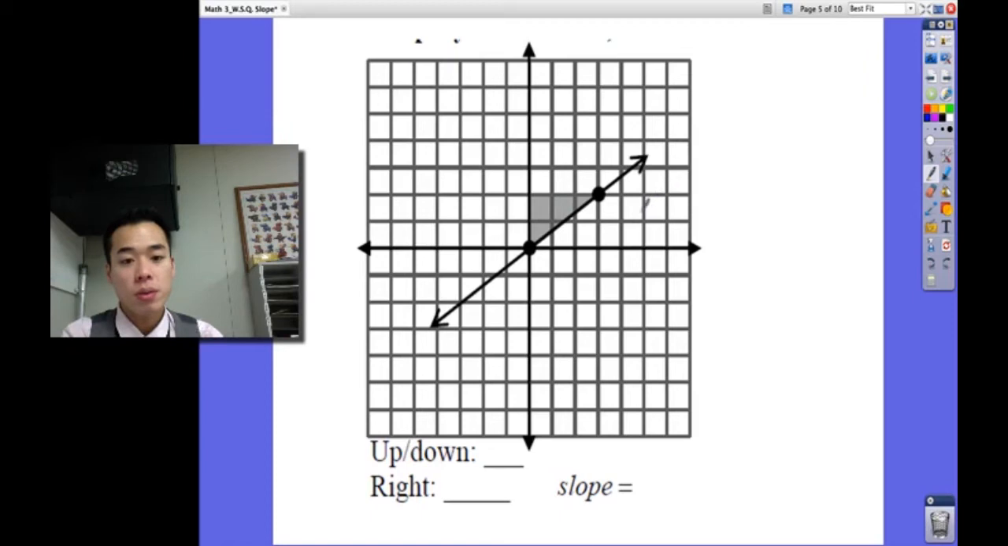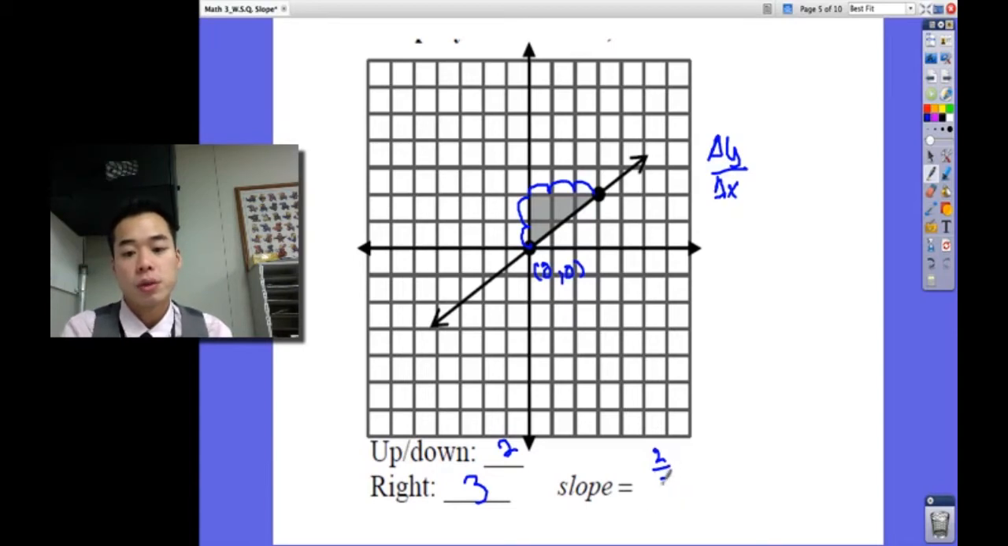To find the slope for this one, I know right here that that is the origin. That is 0, 0. So to find the slope, I'm going to go up 1, 2. So I'm going to go up 2. And then I'm going to go to the right, 1, 2, 3. And remember that slope is defined as the change in y over the change in x. So my slope is going to be 2/3. And that's how you use the slope triangle. You move from one point of the line to the other.